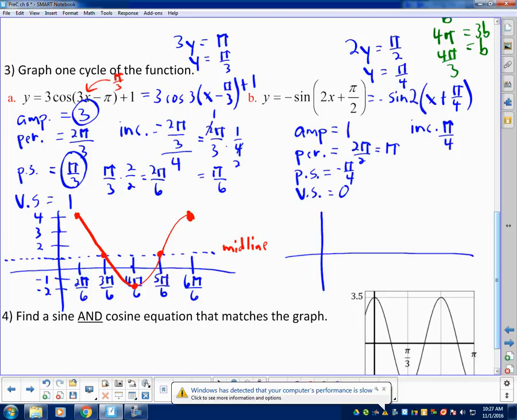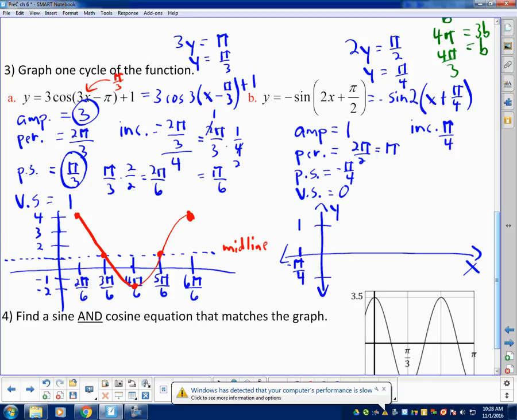Our midline is right there on the x-axis. Y-axis is over here. My amplitude just goes up to 1, negative 1. And my phase shift is negative pi over 4. So what I'm going to do here is start over here at negative pi over 4. And then my increment goes up by pi over 4.